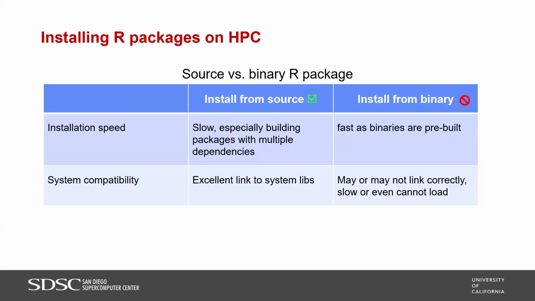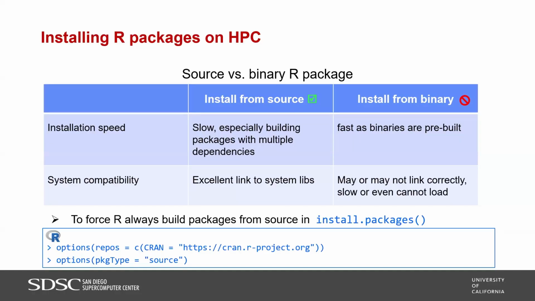On the other hand, if you install R packages from binary, it's very fast because all those binaries are already pre-built. What's going on is R just downloads those binaries to your library location for you to use, but they may or may not link correctly to your HPC system. They may run slowly or even cannot be loaded because they are not compiled on your HPC cluster. So sometimes they may just not work for you.